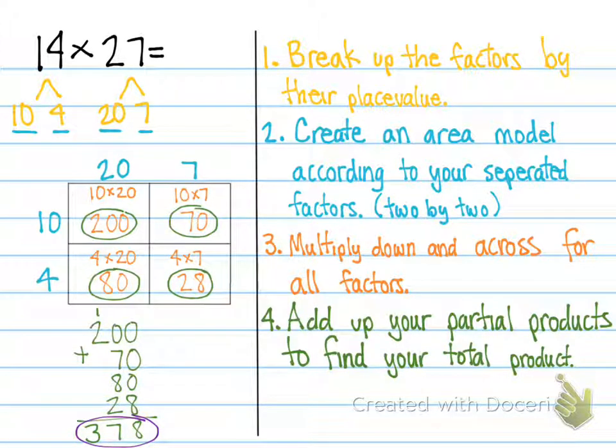Our fourth step, so you're going to add up your partial products to find your total product of 378. You can write this exact same stuff in your notebook so you don't forget.